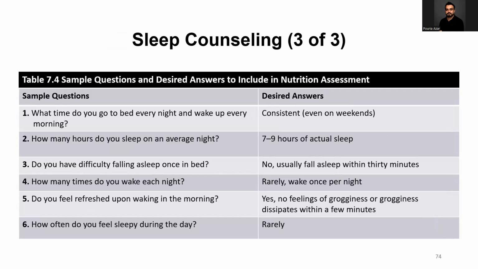So these are some questions like, what time do you go to bed every night and wake up every morning? We have also desired answers here. So we need to be aware of the normal or recommended sleep duration, which is 7 to 10 hours. Whatever is above or below the 7 hours can indicate a problem.